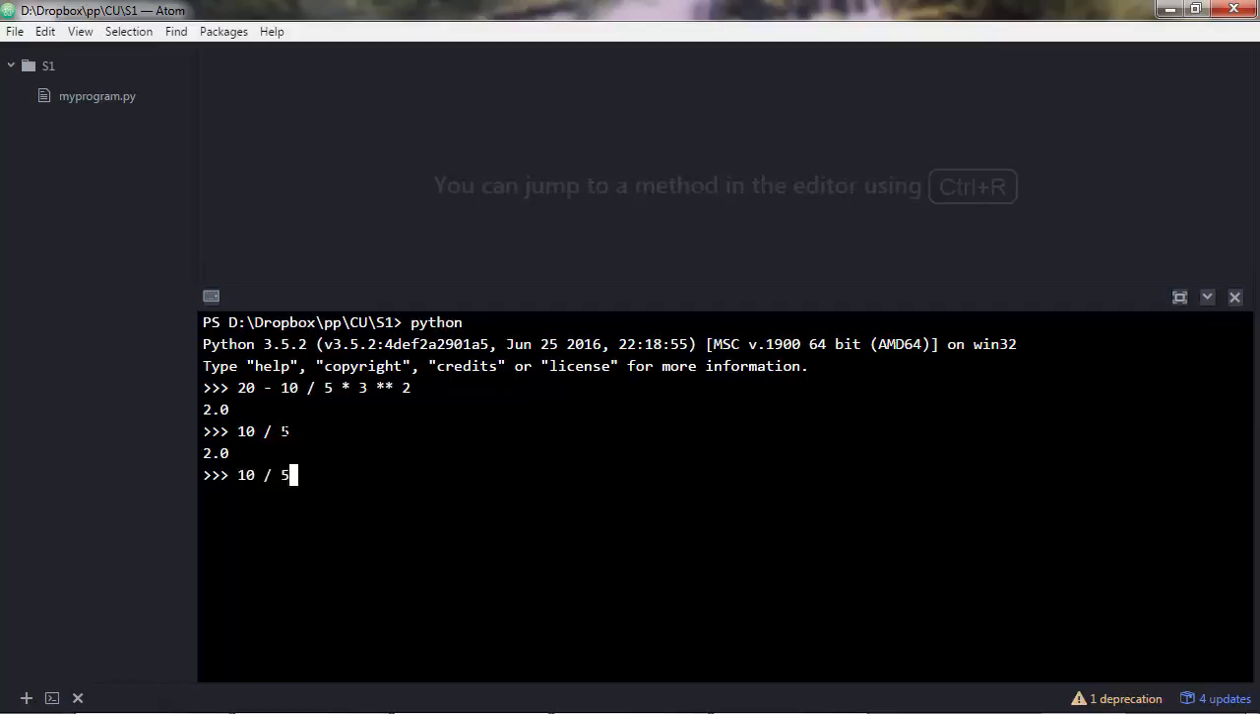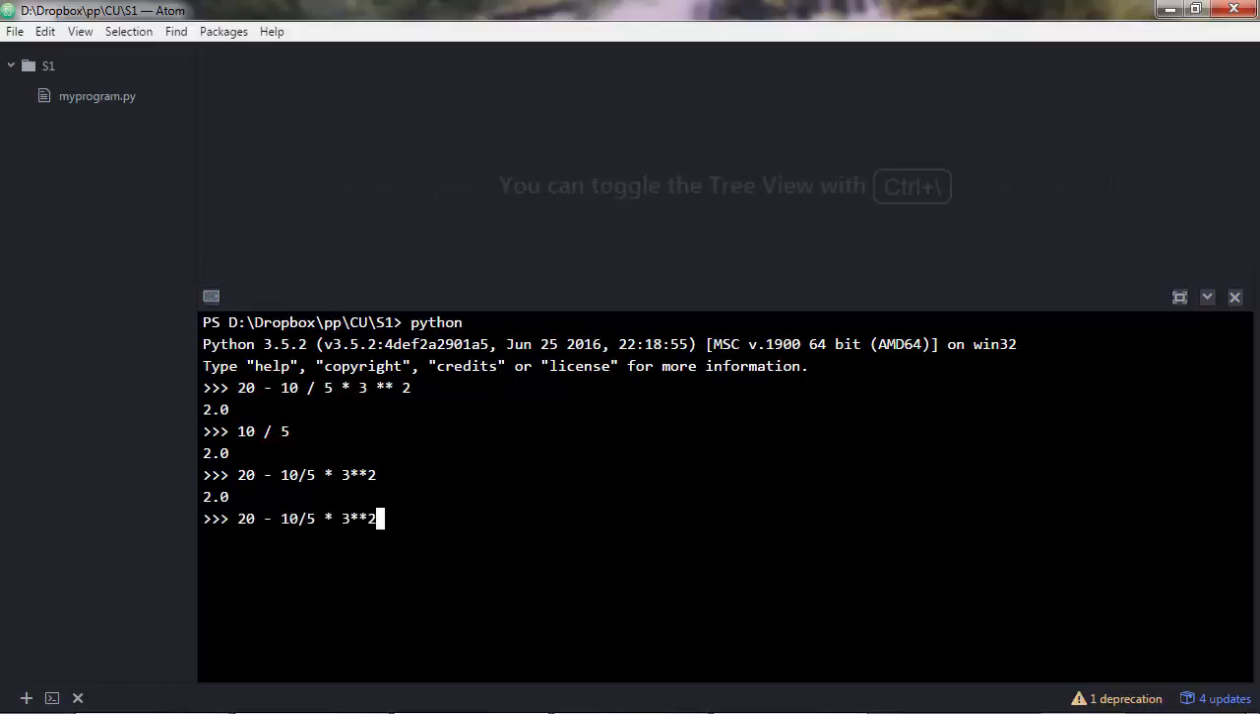Now, to make your expressions look better, you'd want to remove the spaces for the power operator, and also you do like that. So now you can read it better. So 2 times 9, and then 20 minus 18, and so on. You get the idea. You get 2.0 again.